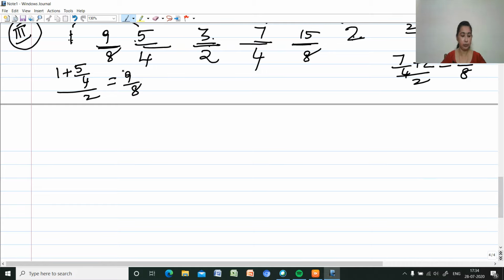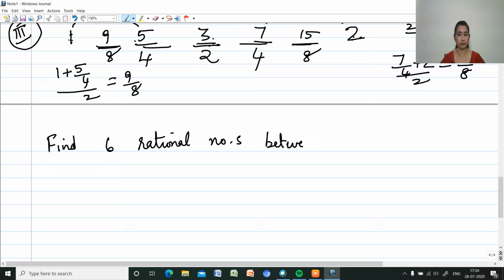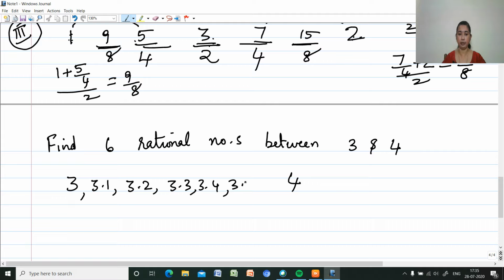So we'll do one more question, that is, find 6 rational numbers between 3 and 4. As earlier, I am using the first method. Between 3 and 4, I can write so many rational numbers. Let it be 3.1, 3.2, 3.3, 3.4, 3.5, 3.6. I need only 6 rational numbers.